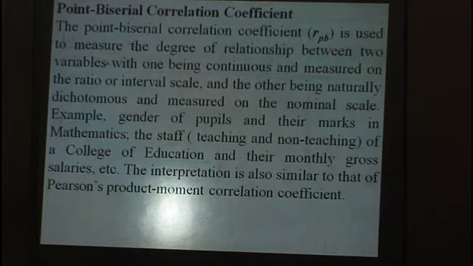Now we move on to another correlation coefficient called the point biserial correlation coefficient. The point biserial correlation coefficient is used to measure the strength of the relationship between two variables, with one being continuous and measured on the ratio or interval scale, and the other being naturally dichotomous and measured on the nominal scale.